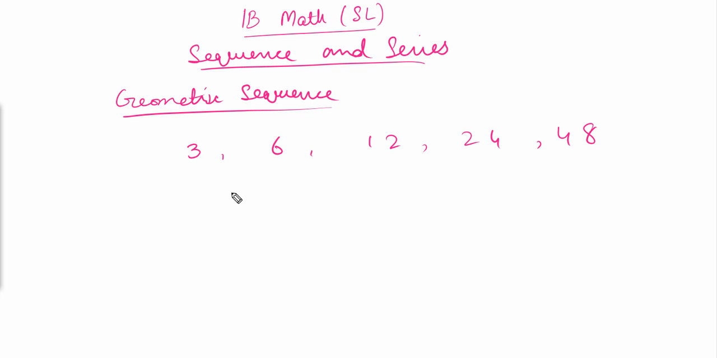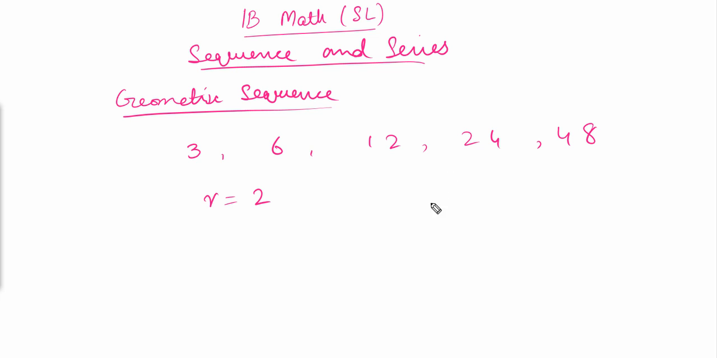For example, if you divide 6 by 3, you will get 2. If you divide 12 by 6, you'll again get 2. If you divide 24 by 12, you'll again get 2. 48 over 24, again 2. So 2 is the common ratio in this sequence. So I'll write it as r equals 2, and a sequence in which you see a common ratio is called a geometric sequence. Now in the same manner as the arithmetic sequence, we have to work out the nth term for the geometric sequence, and for that purpose we will write down a formula.